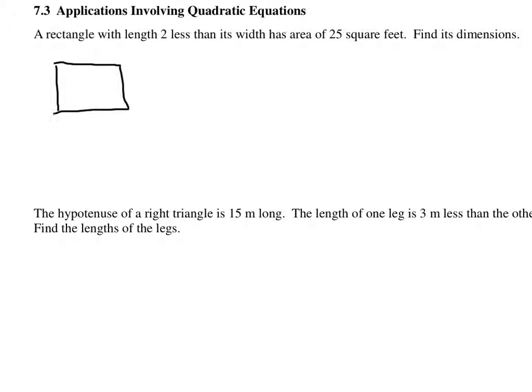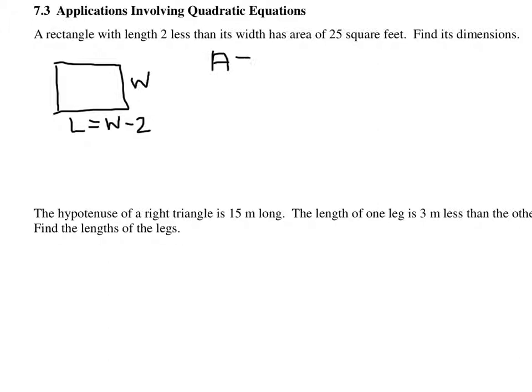We know it's a rectangle, and we have the length and we have the width. Now it says that the length is 2 less than the width. The length is 2 less than the width, the width minus 2. It says the area is 25 square feet.